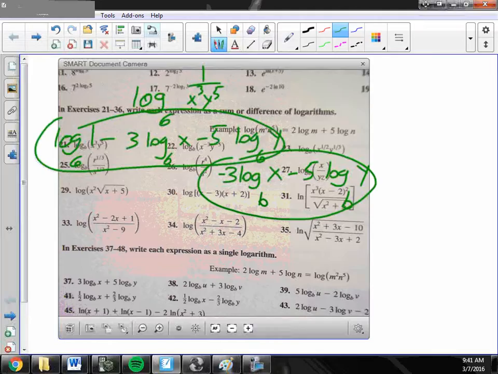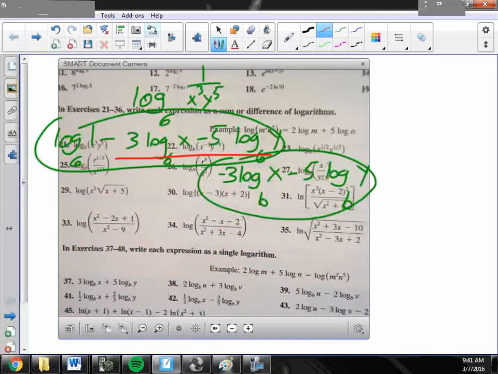Well, this piece is the same. What about this? That equals 0. 6 to what power is 1? 0. So that would cancel, and they are in fact equal.